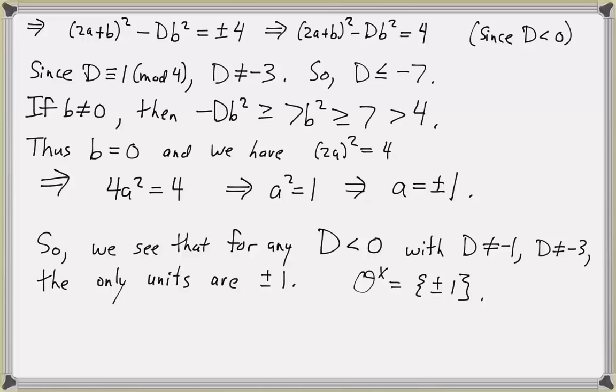So we've almost determined all the units for when D is a negative integer. By contrast, it's actually interesting to note that when D is positive, we have a lot more units. It can actually be shown that when D is positive, the group of units in O is always infinite.